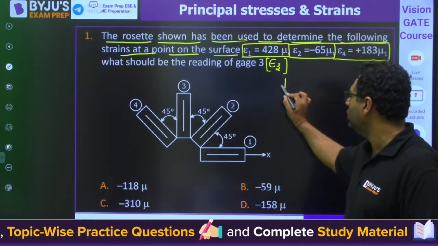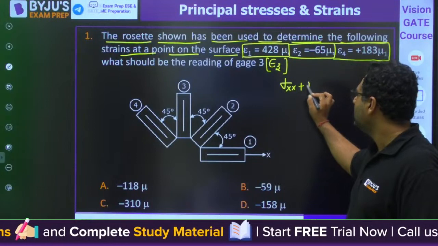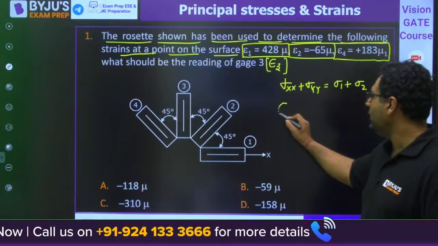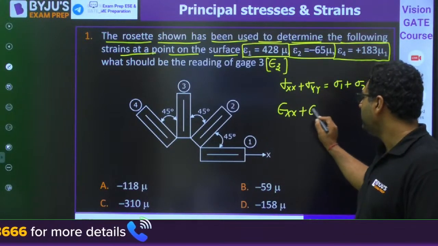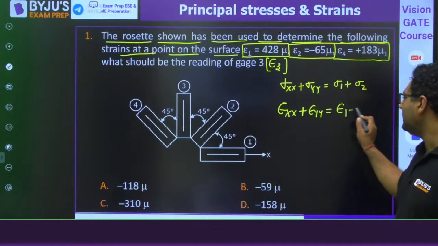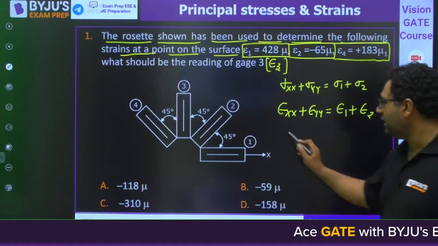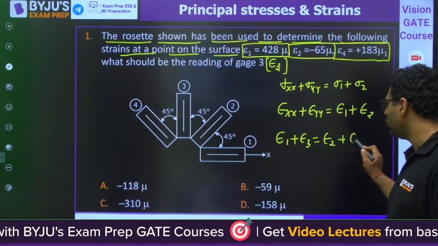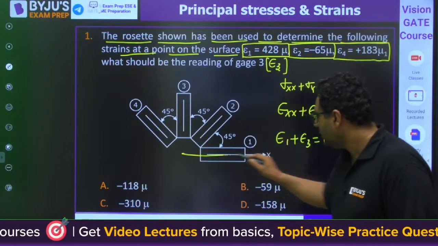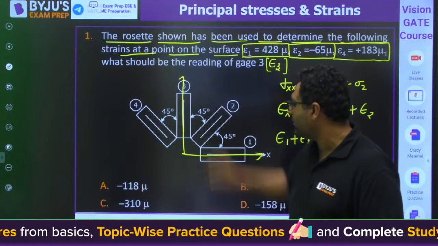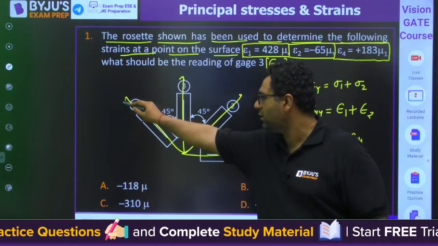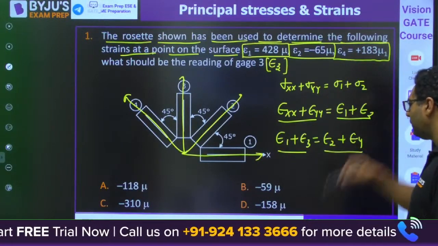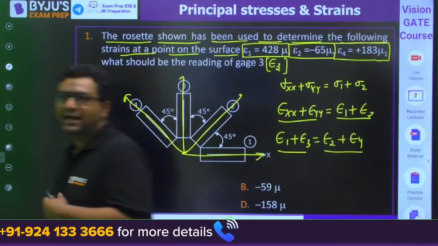I already have told you sigma xx plus sigma yy is equal to sigma 1 plus sigma 2. Similarly, we can write epsilon xx plus epsilon yy is equal to epsilon 1 plus epsilon 2. Similarly, epsilon 1 plus epsilon 3 is equal to epsilon 2 plus epsilon 4. What do you mean by that? If this and this are perpendicular to each other, then the summation of normal stress or normal strain on any two perpendicular planes will remain equal. Can you tell me the answer?